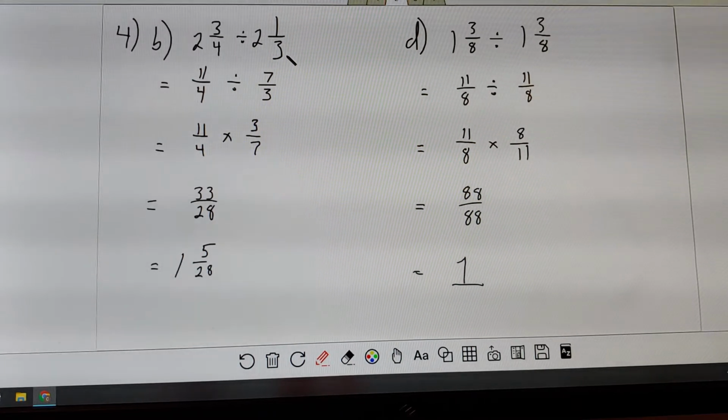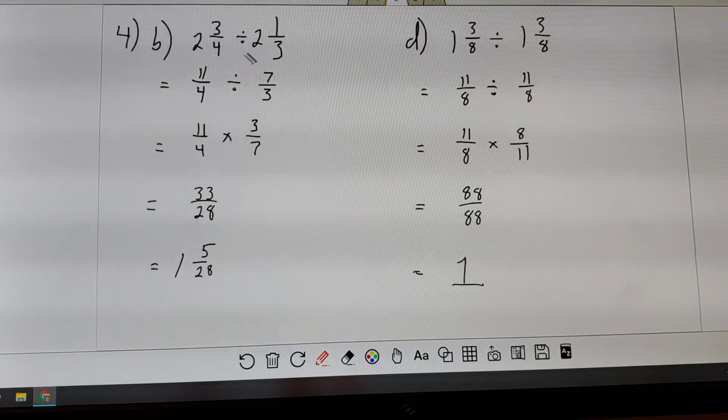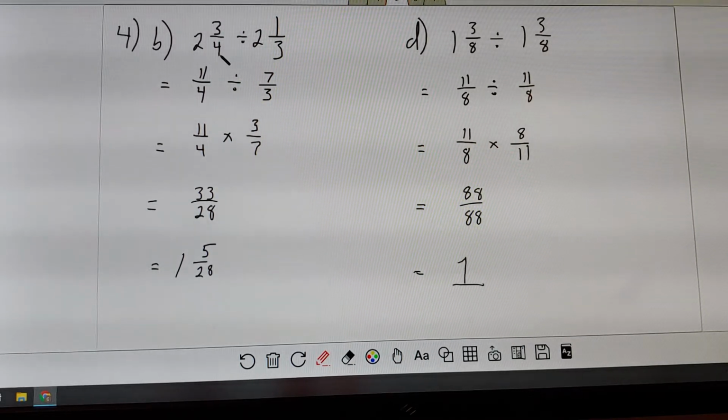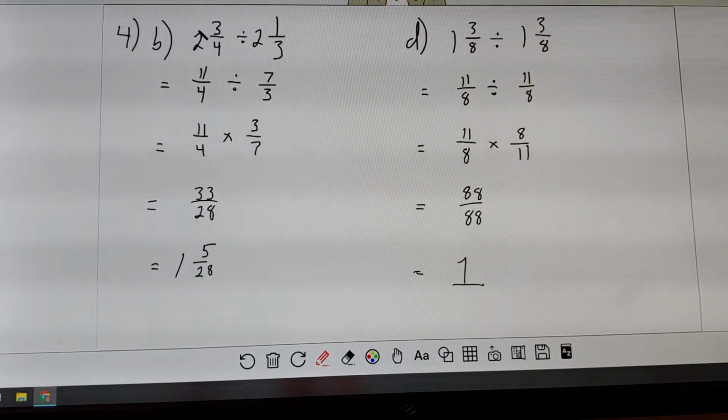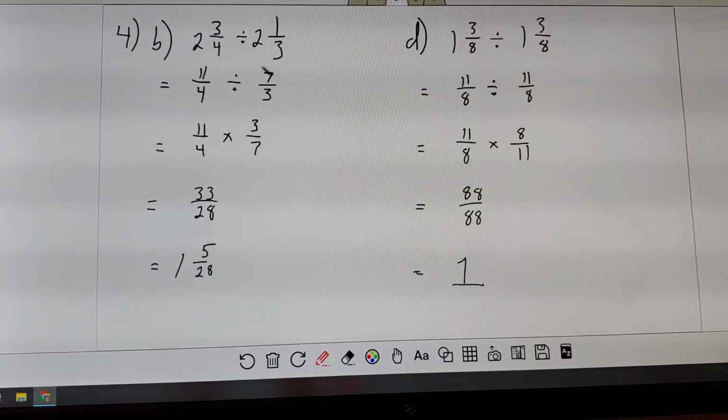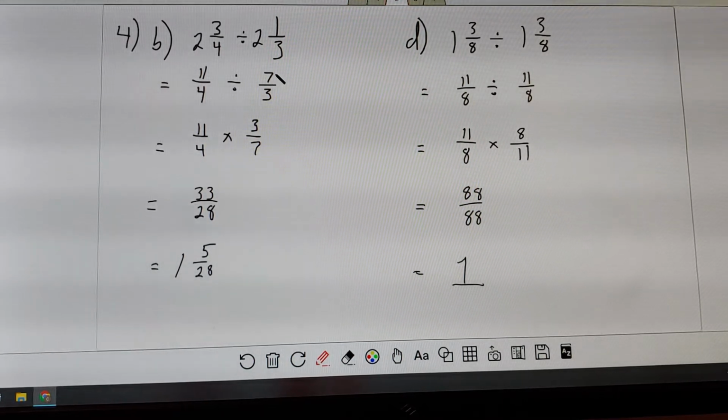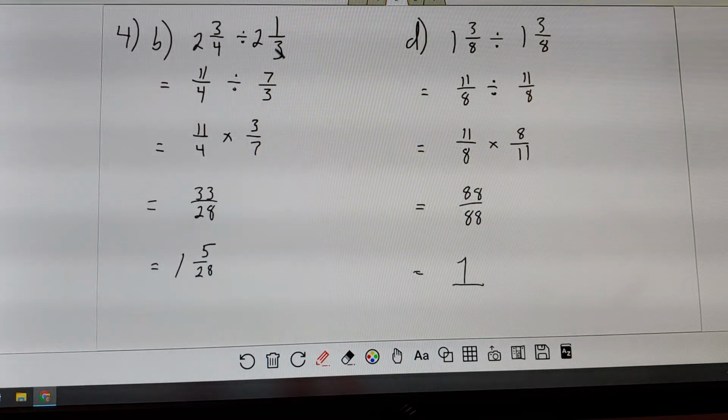So we're on to 4. We see mixed numbers in here, so instantly before we do anything else, improper fractions. 4 times 2 is 8, plus another 3 is 11. 3 times 2 is 6, plus another 1 is 7. Okay, now they're both improper fractions. Now take the reciprocal. If you tried to take the reciprocal of this without making an improper fraction first, it would just be completely wrong.